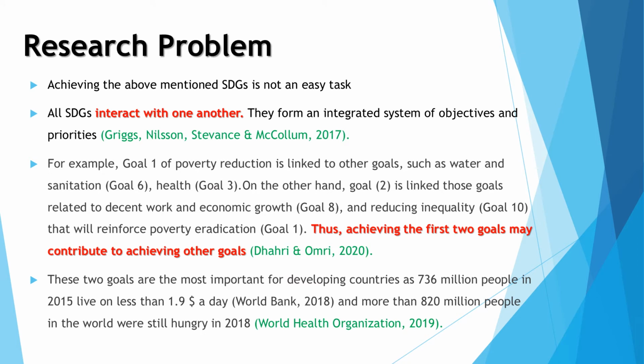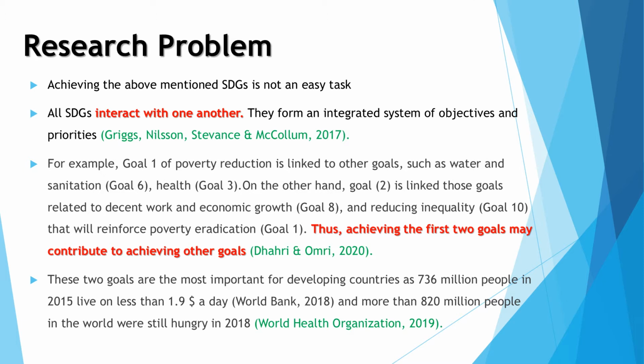Achieving the above-mentioned SDGs is not an easy task. All SDGs interact with one another. They form an integrated system of objectives and priorities. For example, Goal 1 of poverty reduction is linked to other goals such as water and sanitation, Goal 6, and health, Goal 3. On the other hand, Goal 2 is linked to those goals related to decent work and economic growth and reducing inequality that will reinforce poverty eradication. Thus, achieving the first 2 goals may contribute to achieving other goals.